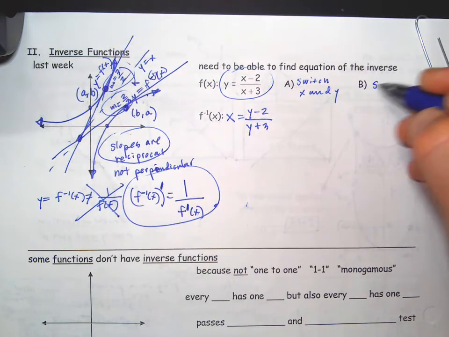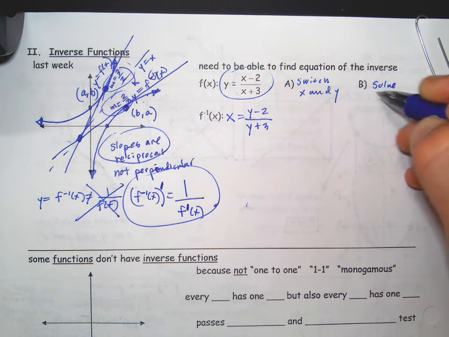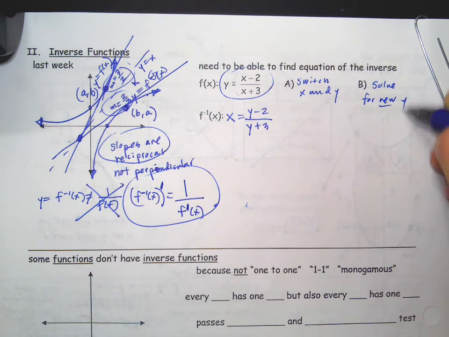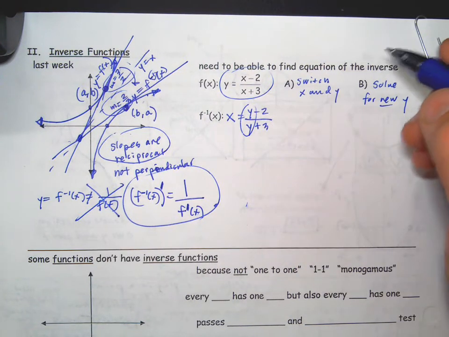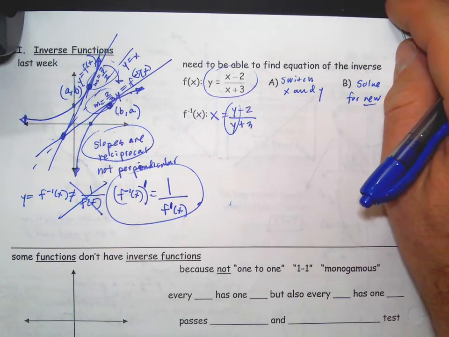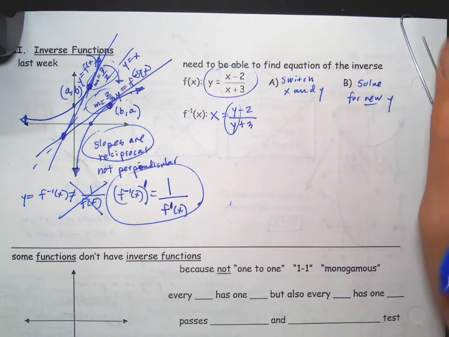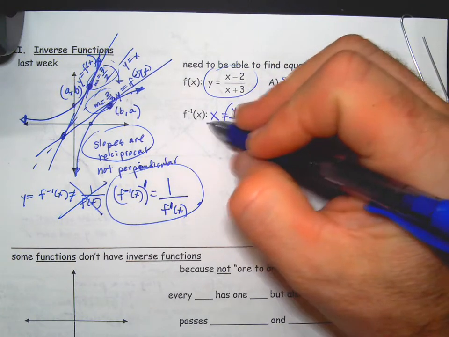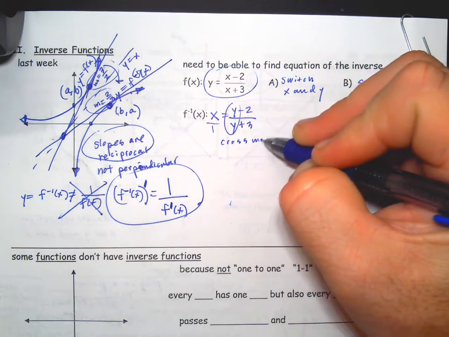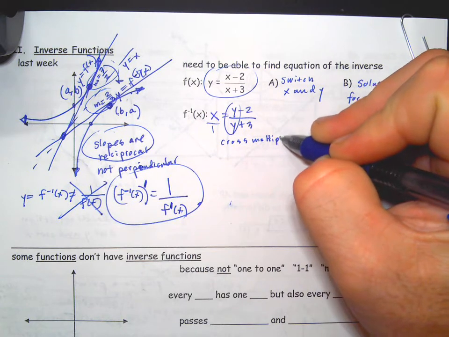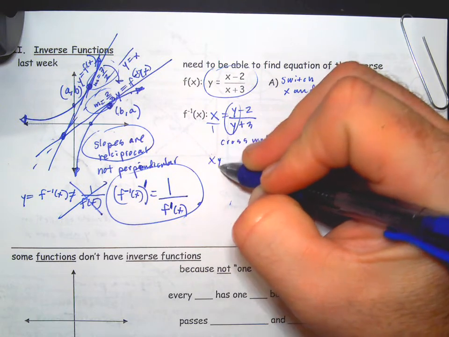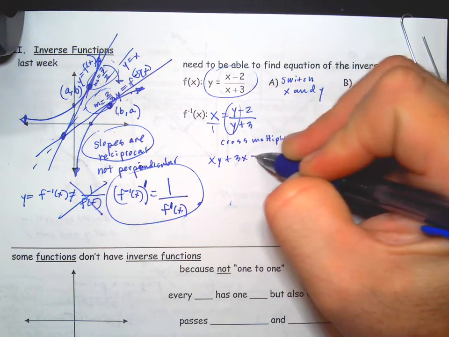Now, what we usually want to do to make it look nicer is to solve for the new y. You want to get this guy by itself, okay? And that's usually where it gets a little messy. It's not hard, high-level stuff. It's just messy. How do you get that y by itself? Now, in this case right here, I'd probably cross-multiply, and I would get xy plus 3x equals y minus 2.